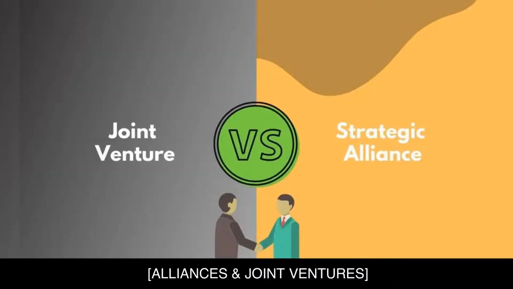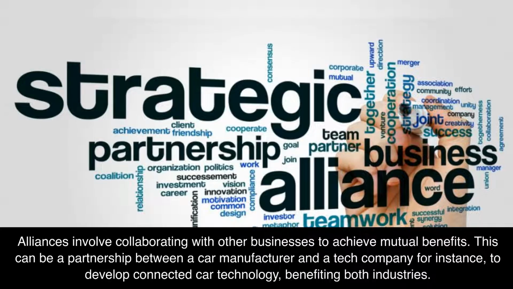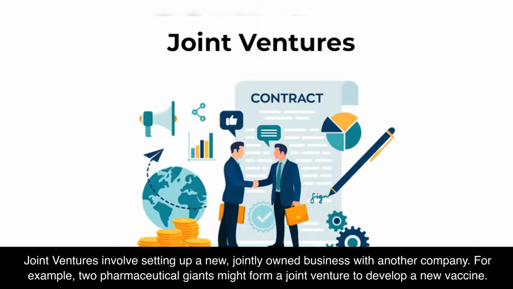Alliances and joint ventures. Alliances involve collaborating with other businesses to achieve mutual benefits. This can be a partnership between a car manufacturer and a tech company, for instance, to develop connected car technology, benefiting both industries. Joint ventures involve setting up a new, jointly owned business with another company. For example, two pharmaceutical giants might form a joint venture to develop a new vaccine.